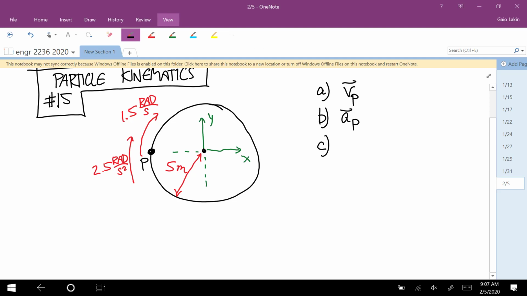Now imagine that this Ferris wheel is on a truck or something, on a vehicle that's moving. Well, I guess it could be a truck if it's on a hill or whatever. So what's the acceleration of P if the acceleration of the center is 5, negative 3 meters per second squared? So this is the point C.